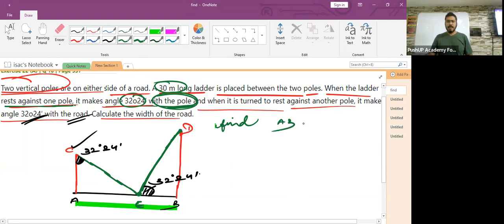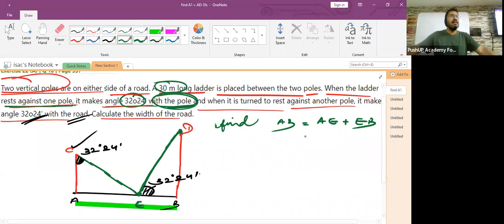So, children, if you have to find the value of AB, I think that would be equal to the sum of AE and EB. Do you all agree with this? It would be the sum of AE and EB. AE is the side of the first right angle triangle. EB is the side of the second right angle triangle. By using any one of the trigonometric ratios, you can individually find AE and EB, then take the sum of both, and that would be your answer.